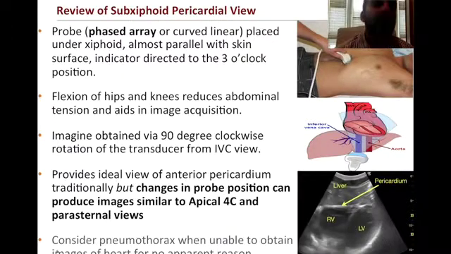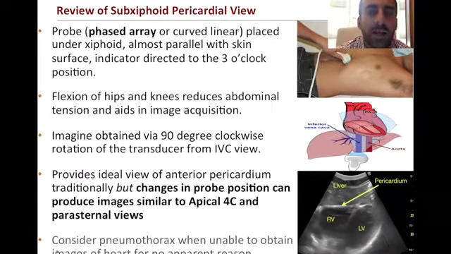So now let's go with the subxiphoid view and window. The probe is actually placed in a similar position as you would for the IVC examination. However, now our ultrasound plane is with the indicator at the 3 o'clock position, because we want our ultrasound plane to get a cross-section of the left ventricle. So essentially, compared to the IVC where the indicator was aiming at the 12 o'clock position, we're now aiming at the 3 o'clock position to get that more transverse cross-section of the cardiac structures.